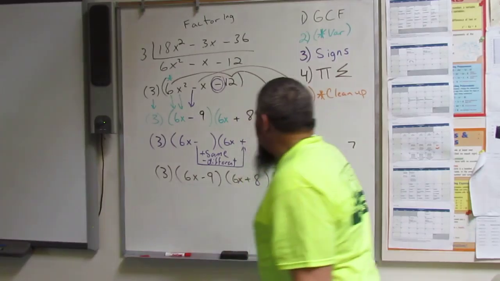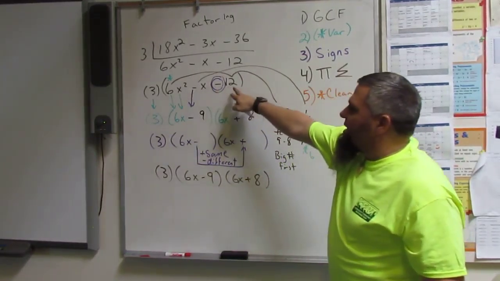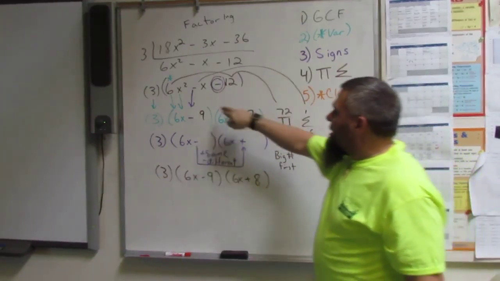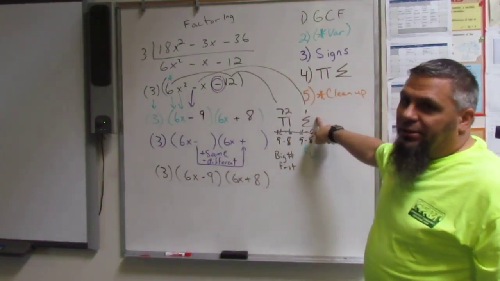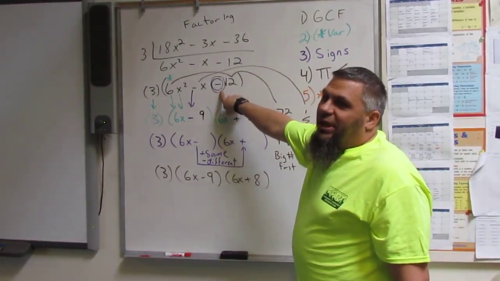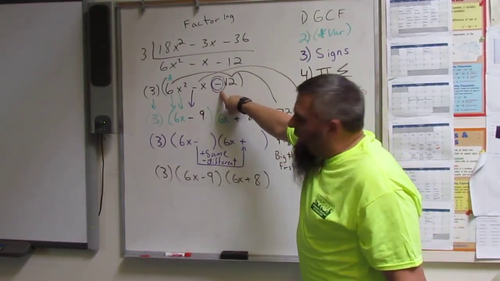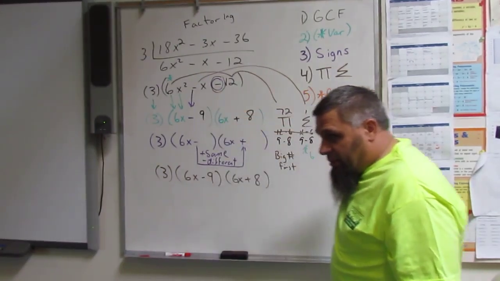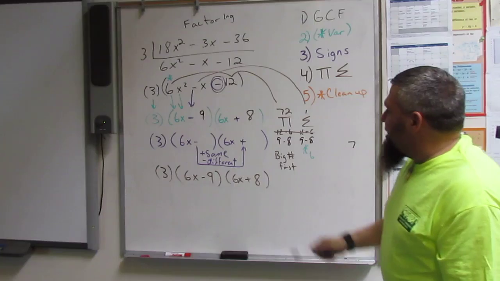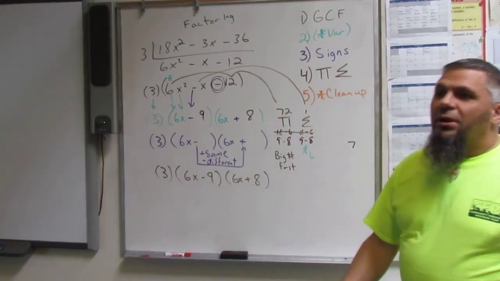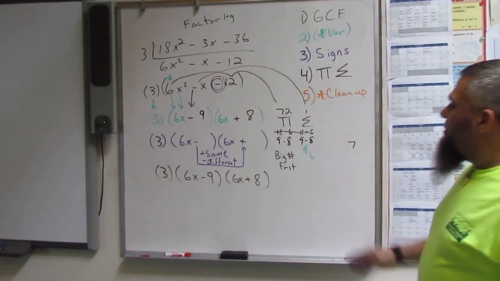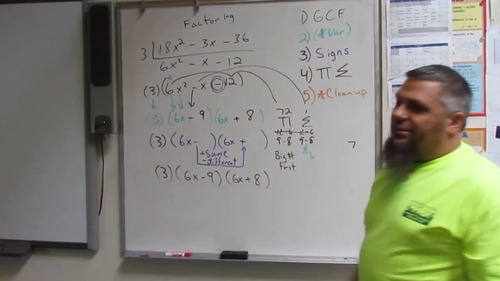Because 9 and 8, remember the product is the first number times the last. That's 72. Product. And the sum is the middle number, 1. And this tells me what we're doing in the sum. Are we adding or are we subtracting? We're subtracting. So, 9 minus 8 is 1. 9 times 8 is 72. Boom. We got the two numbers at work. Okay? We plug those in, 9 and 8.